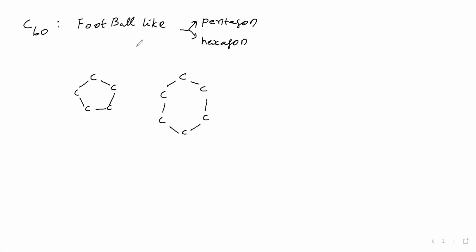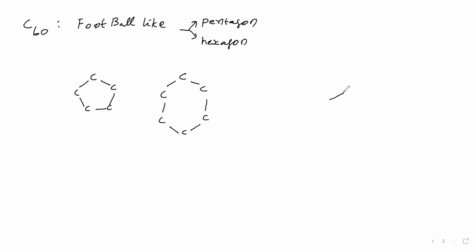Then this pentagonal face will be surrounded by 6-membered rings, hexagonal faces. Okay. Now we will take the pentagon in the football. How will it appear? It contains pentagons and hexagons. What is the arrangement of pentagons and hexagons in the football-like structure?